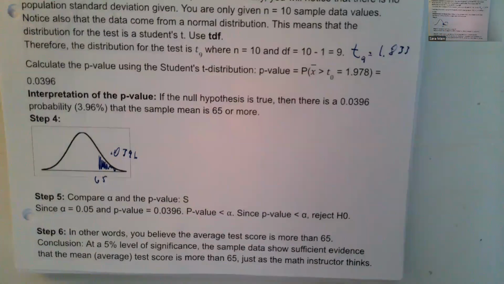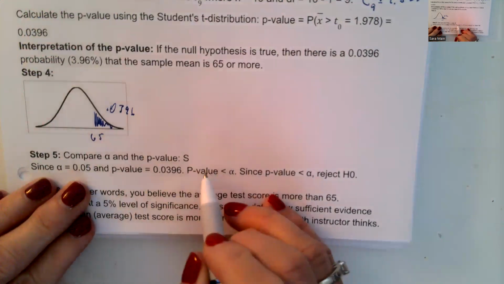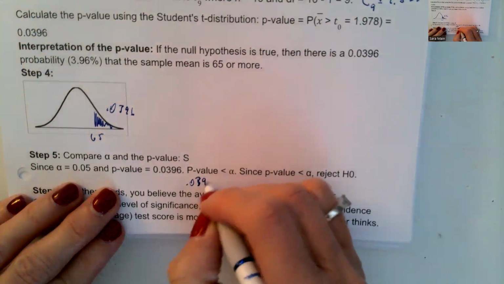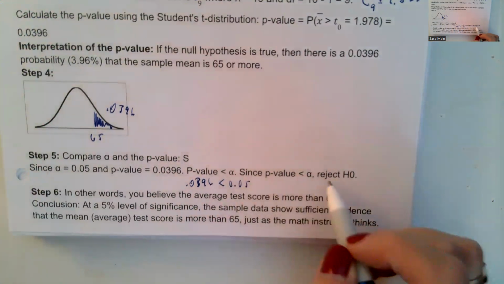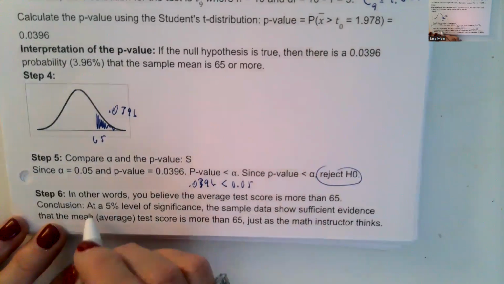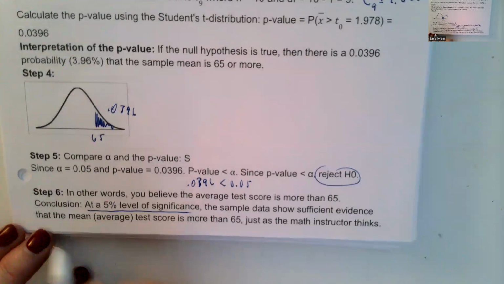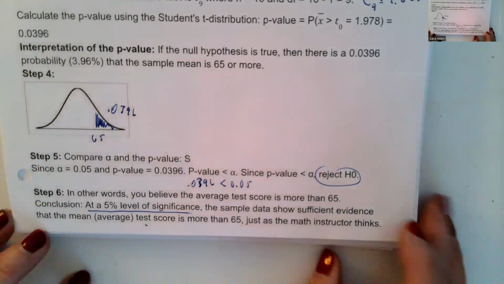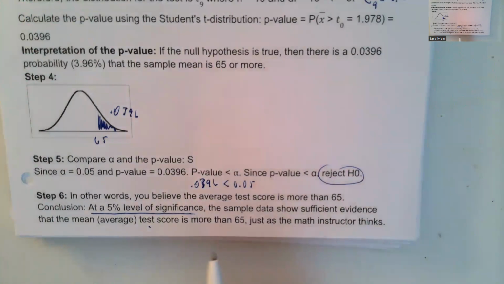Now step 5: our alpha is 0.05 and our p-value is 0.0396. So since our p-value, 0.0396, is less than 0.05, p-value is less than alpha, we reject H0. At a 5% level of significance, the sample data shows sufficient evidence to support the case that the mean average test score is more than 65, just as the math instructor thinks. So there is sufficient evidence to believe that the test score is more than 65.